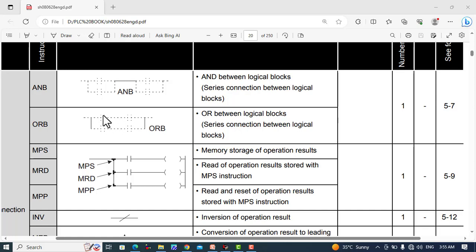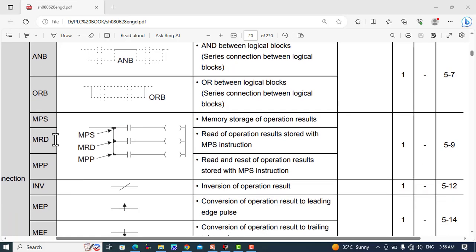Here ORB, OR between the logical blocks. These are the two blocks, first one and second one. These are the two inputs. This is again the two inputs, but this block and this block are connected with the OR operation, means parallel. Both the input blocks are connected with the OR operation or the parallel operation. So both the blocks are connected with ORB or OR operation. Here both the blocks are connected with the AND operation.